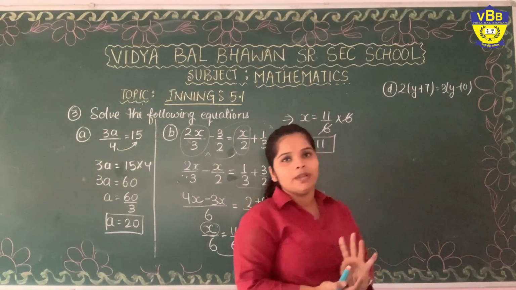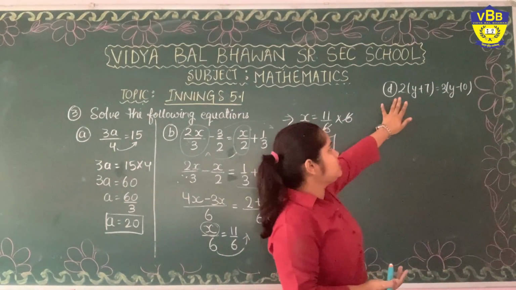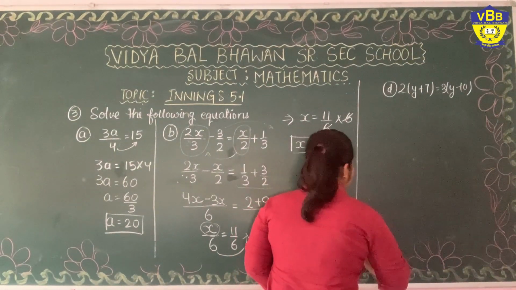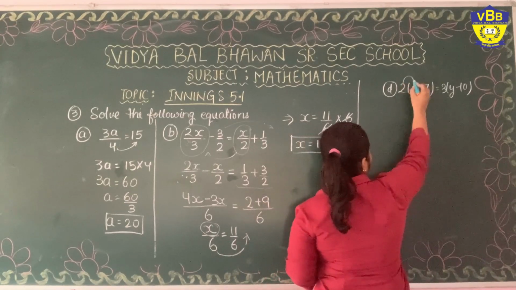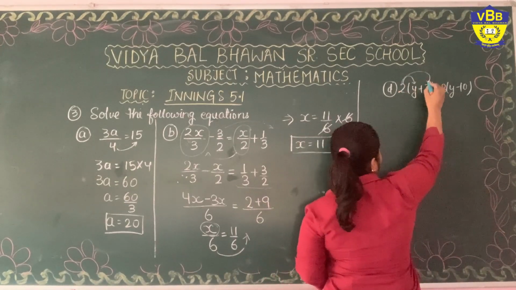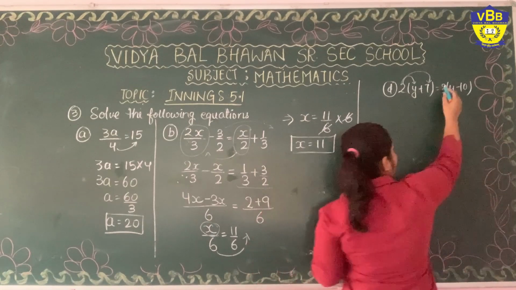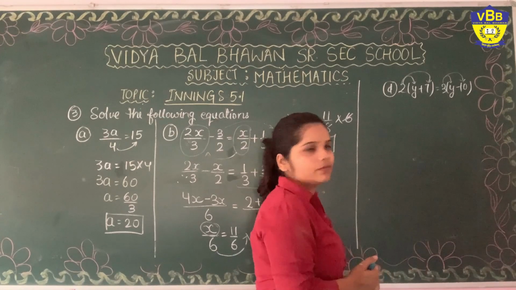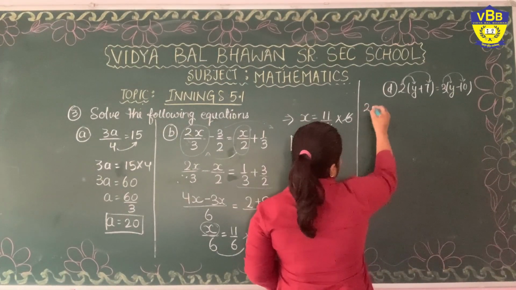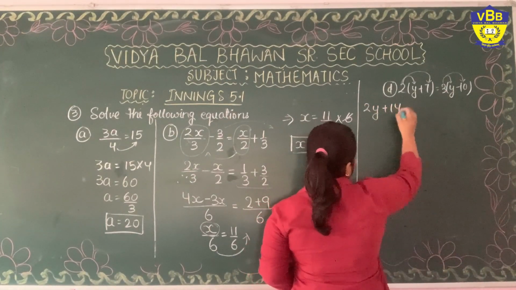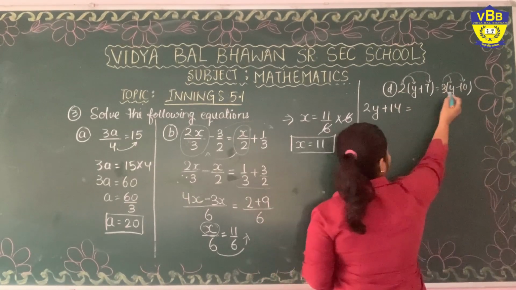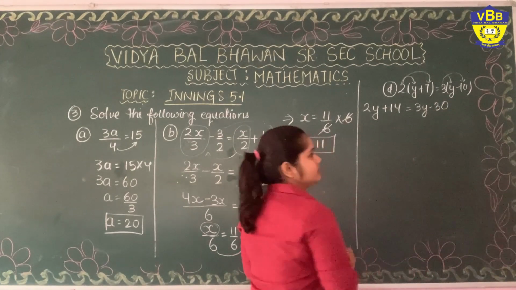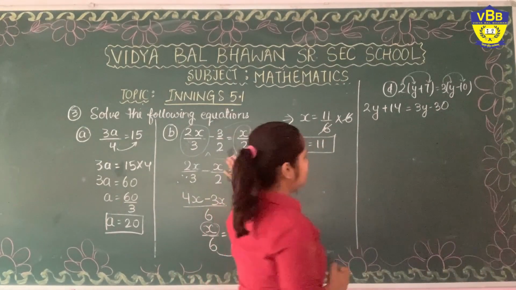You can see the two brackets. That means first you need to open the brackets. So we are opening the bracket first. Like 2y, this 2 will be multiplied here, this 2 will be multiplied with 7. Same on the right side. 3 will be multiplied by y, 3 will be multiplied by 10. After this, it will be 2y plus 14 equals, on the right side, 3y minus 3 multiplied by 10, 30.